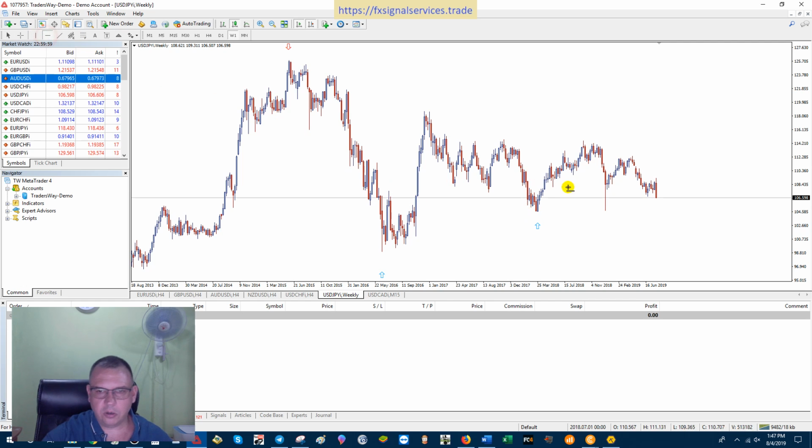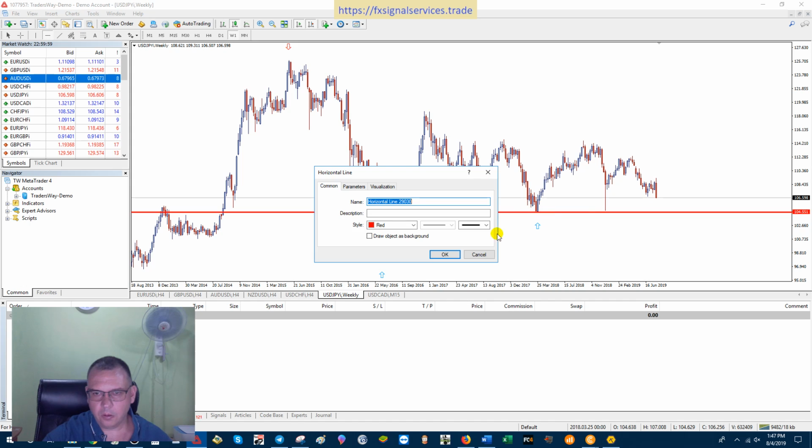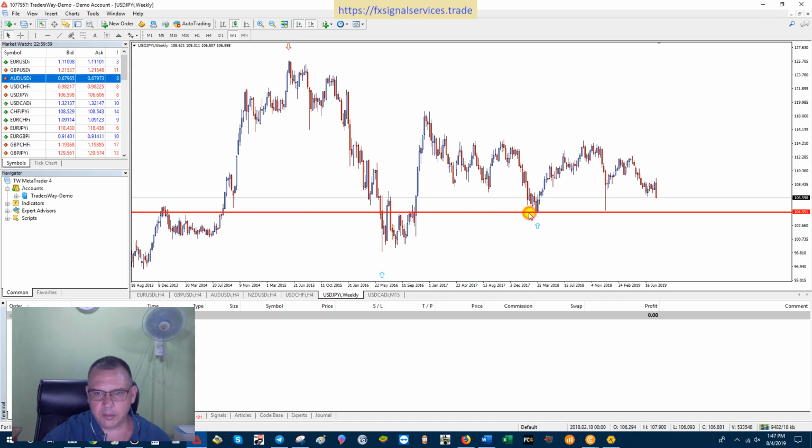Okay, if we draw a line right here, we see that this had touched here and here before. Okay, so what that signifies is that this is a very solid level of support. So I'm thinking that this price is going to keep dropping, and it's going to drop and probably touch this level of support again before it does finally go back up.